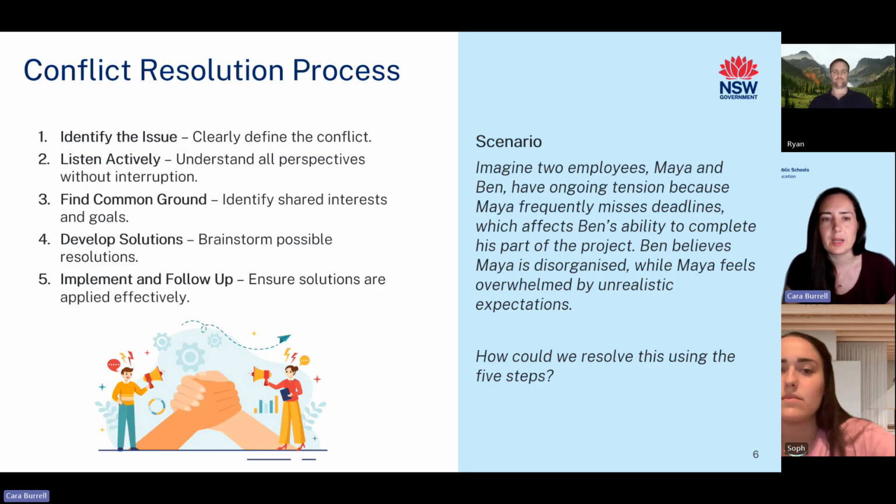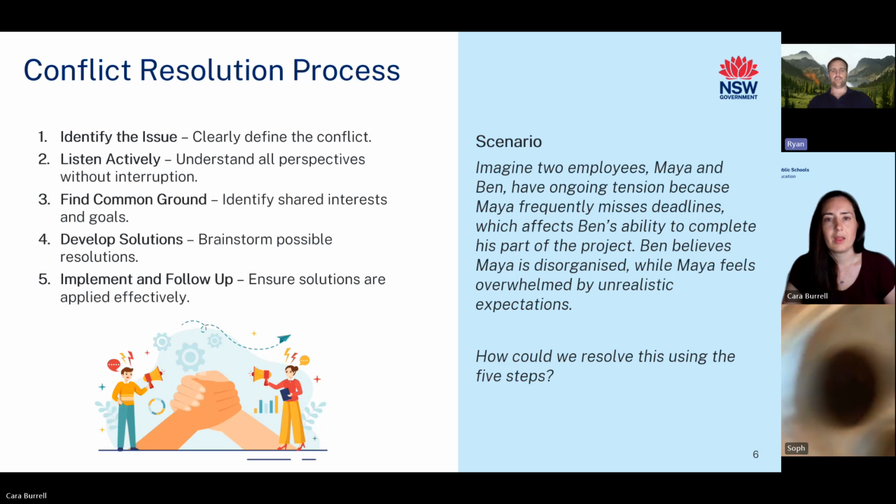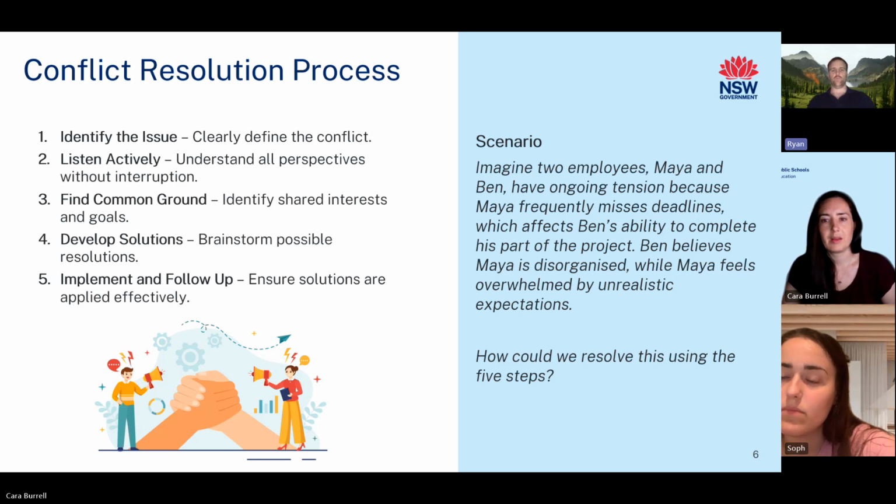So if we have a look at the final step, step 5, what could we do to implement and follow up, if those were the solutions that we proposed? The manager could document the agreed upon action plans. Yep, great idea. I think maybe Maya and Ben could commit to some weekly progress check-ins. Great idea. The team could also monitor whether deadlines improve over the next few weeks or month.